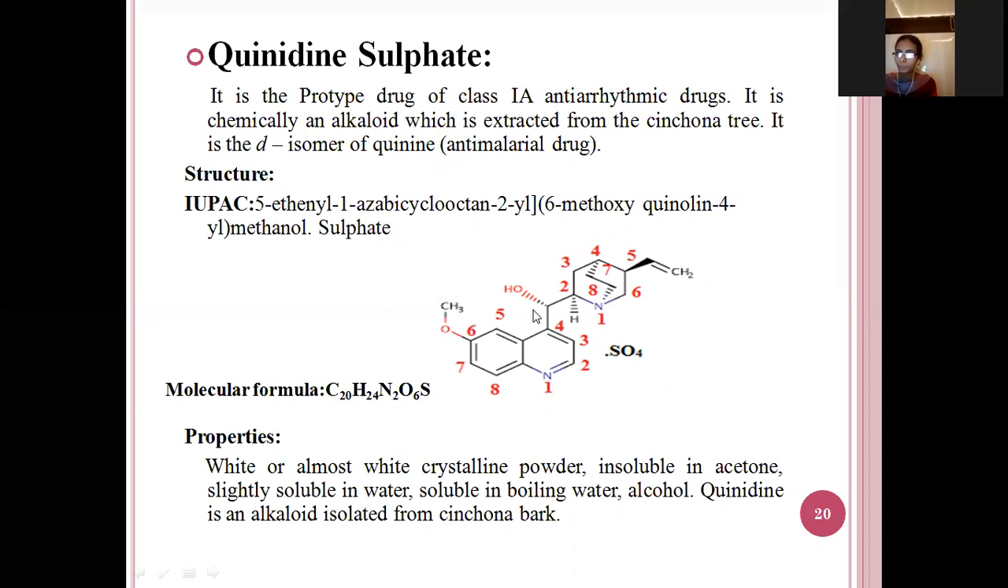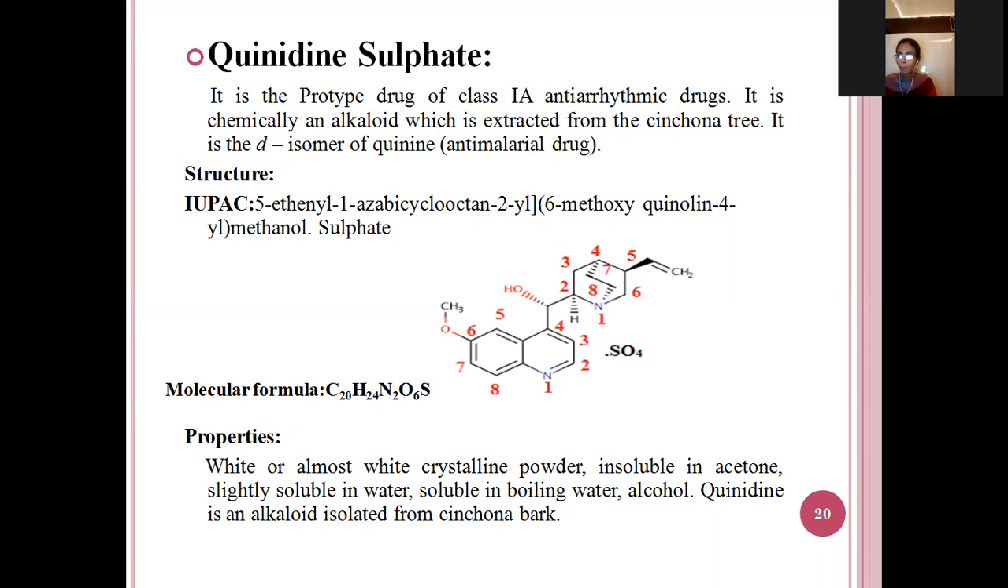If you see the structure here, 5-ethyl 1-aza bicyclooctane 2-yl, and here 6-methoxy quinoline 4-yl methanol sulfate. So this is the structure and IUPAC name of quinidine sulfate.